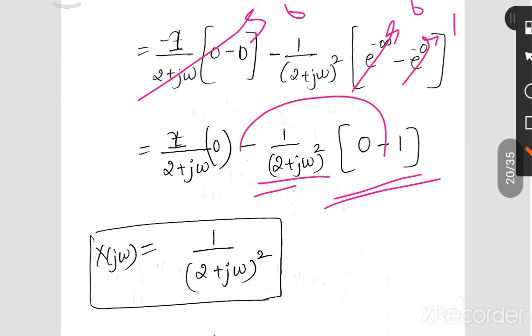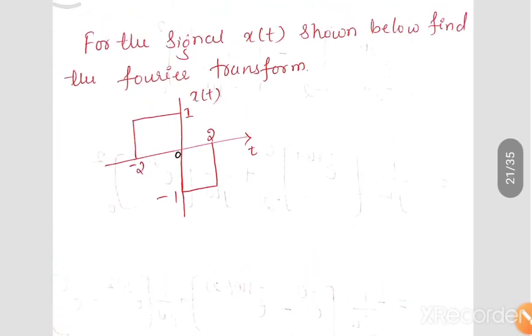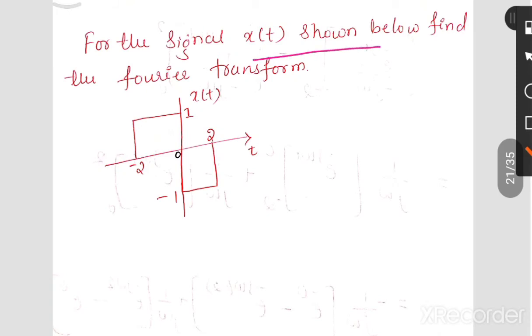Whenever we get the Fourier transform of t into e raised to minus 2t, then we can write it is nothing but 1 divided by 2 plus j omega whole square. If it is of minus 3t, then we'll be taking it as 3 plus j omega whole square. And then we'll do another one, which is: find the Fourier transform for the signal x of t shown below. To find the Fourier transform, first they have given a graph, meaning a signal. Now we have to get it in the form of an equation, then only we can write.